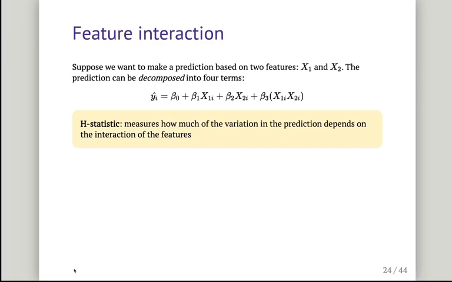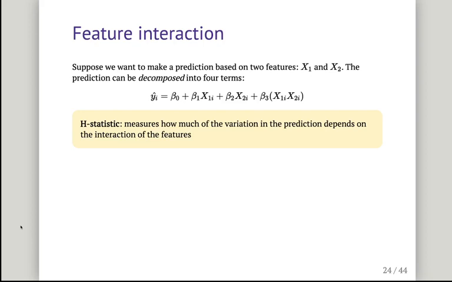Okay, so welcome back. In the last video, we talked about partial dependence plots, ICE (individual conditional expectation) plots, and accumulated local effects. In this video, we'll pick back up, starting with feature interaction plots.